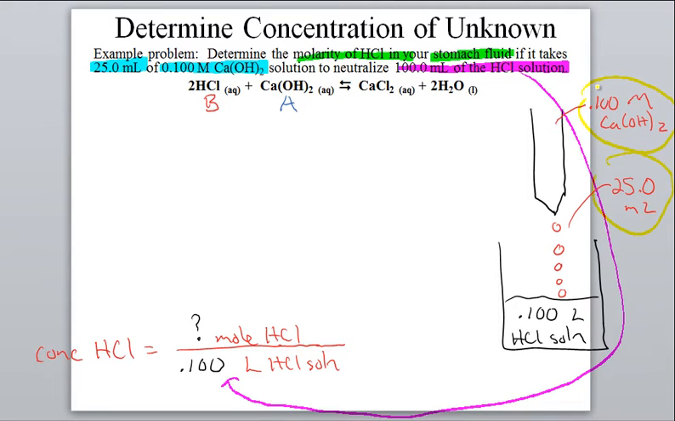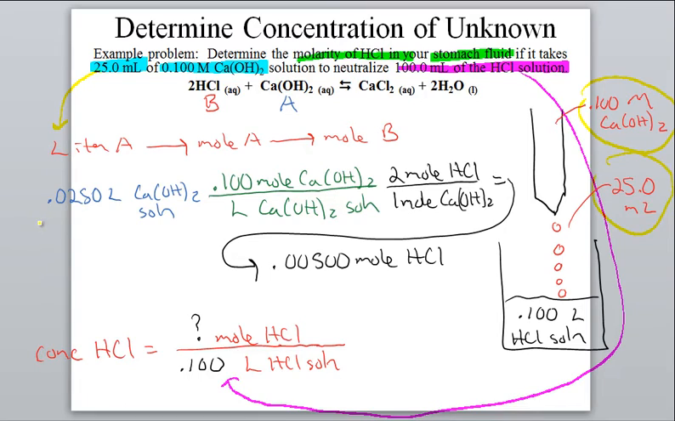We're going to start the stoichiometry problem with our A values, what we know. We know it took 25 milliliters, so we're going to start with the liters of A. Using the concentration, we can figure out how many moles of A were added, and our A is calcium hydroxide. Using the chemical reaction, we can calculate how many moles of B, how many moles of HCl were in that 100 milliliters. Go ahead and pause the video and do this two-step conversion.